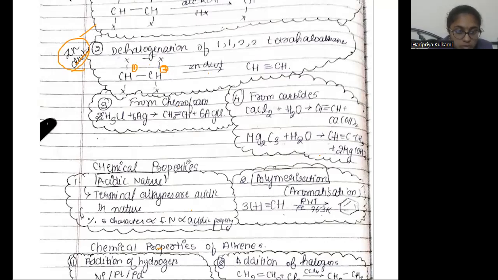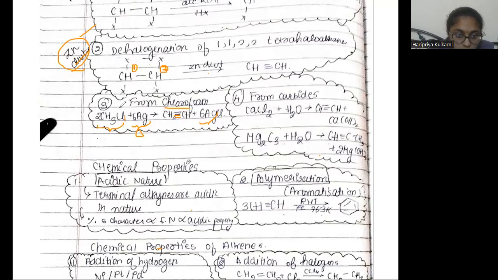So the third is from chloroform. Okay, so what is chloroform? It is CHCl3 plus 6Ag. It is a simple reaction. You just need to remember this reaction, that is 2CHCl3 plus 6Ag giving CH triple bond CH plus 6AgCl. So this is the triple bond. Okay, a simple reaction using chloroform.